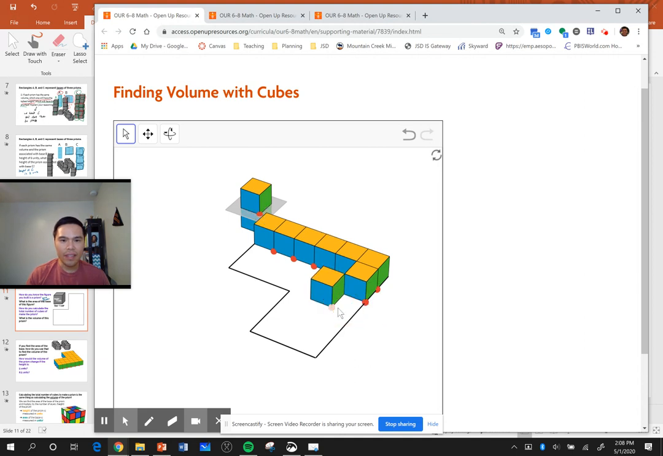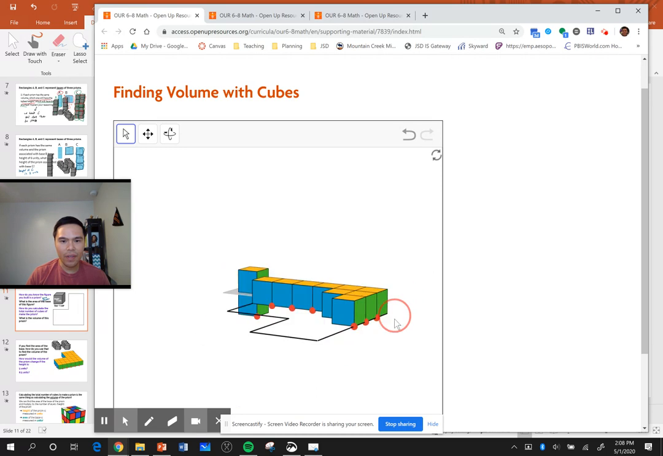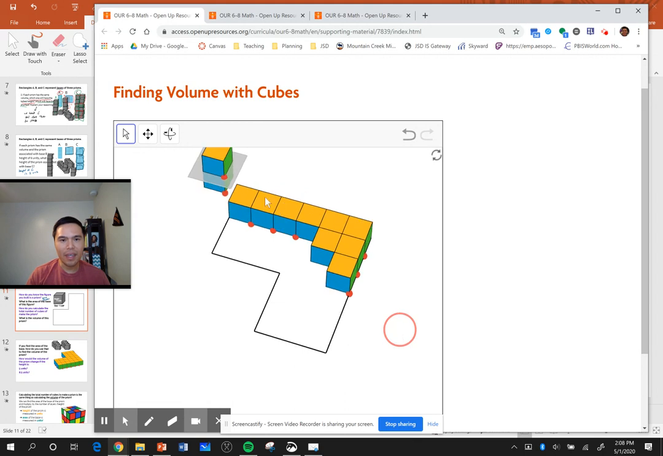So let's see, I take all of these. I'm going to start filling it up. And now I need to figure out what the base is going to be, right? That base is going to be the whole, think of it as the whole L shape getting filled up, all right? So if that whole L shape is getting filled up, how many units do we have in that base?